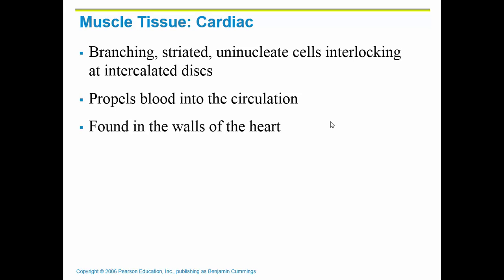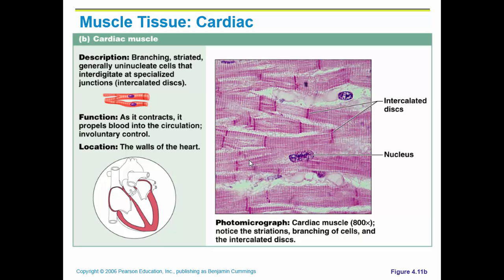The next type is cardiac muscle. Cardiac muscle is also striated, meaning that it has the stripes, just like skeletal muscle. But there are definitely some differences. It's branched, and it only has one nucleus per cell. And then it has these really dark striations called intercalated discs. And we're going to be finding cardiac muscle in the walls of the heart. It's only found in the heart, and it is involuntary, meaning you do not have to think about it for it to happen. So this is the difference between a skeletal and cardiac.